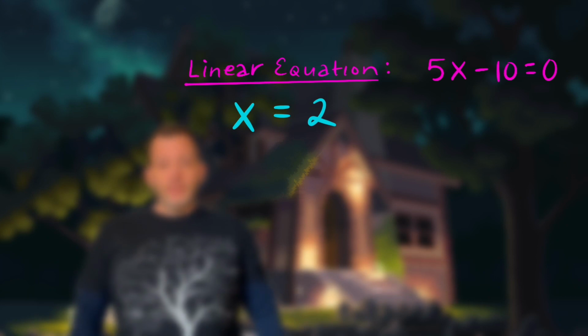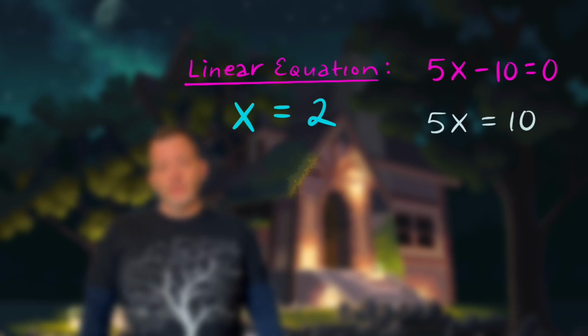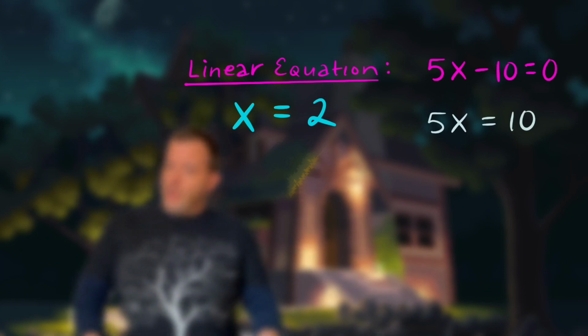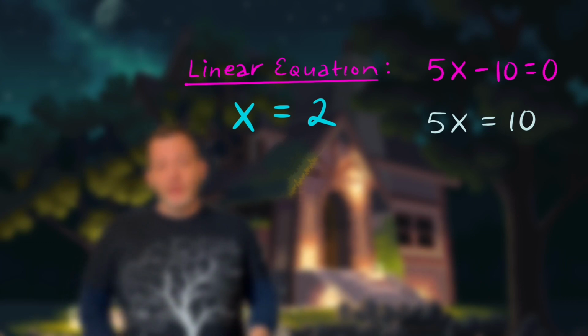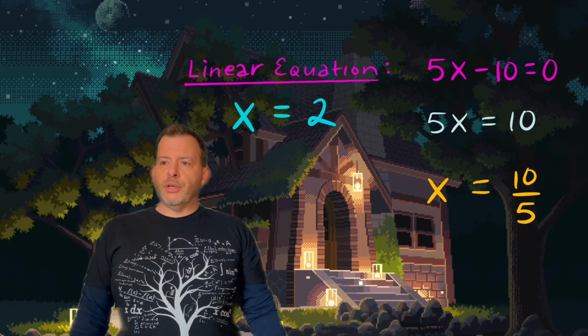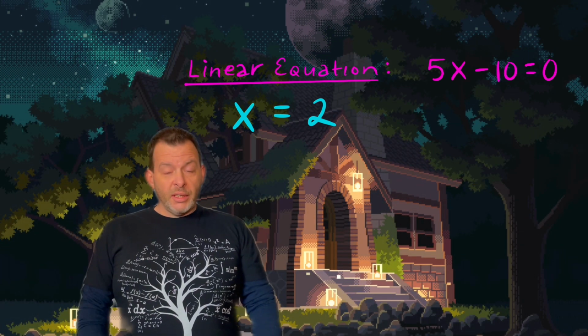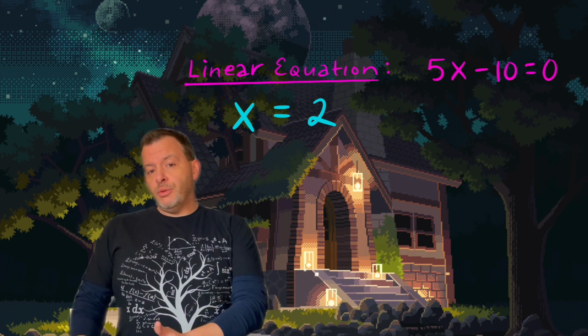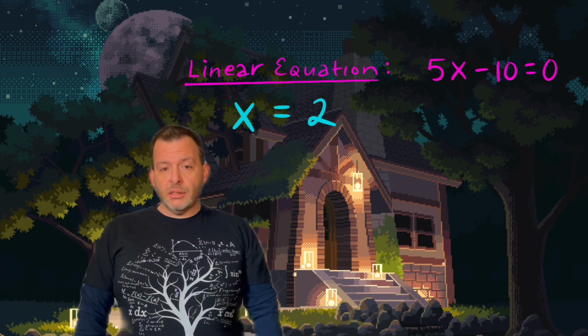Here's how you solve it. First, you add 10 to both sides of the equation. That gives us 5x equals 10. Next, you divide both sides by 5, and 10 is evenly divisible by 5, so we get x is equal to 2. Pretty straightforward.